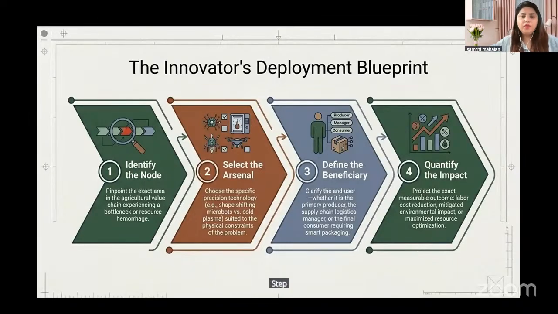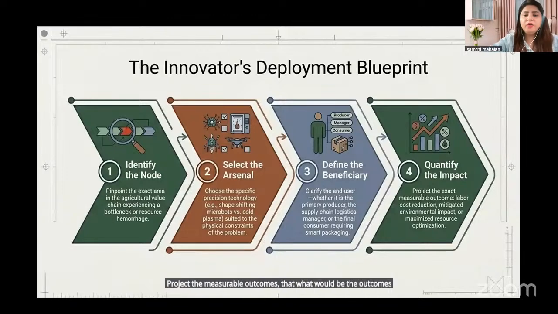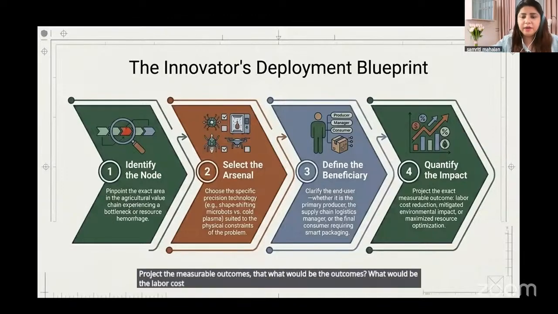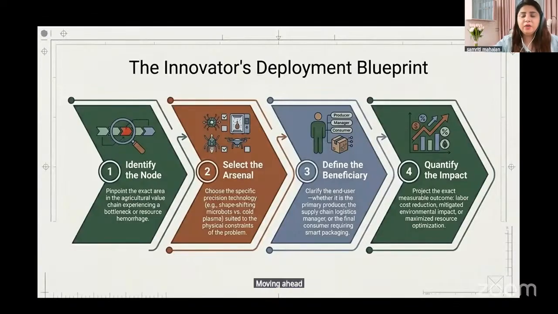And step 4 would be quantify the impact. So before you deploy, project the measurable outcomes. What would be the outcomes? What would be the labor cost? That needs to be known, and how it is moving ahead. So that could be the thing.